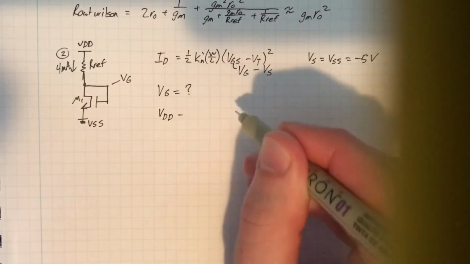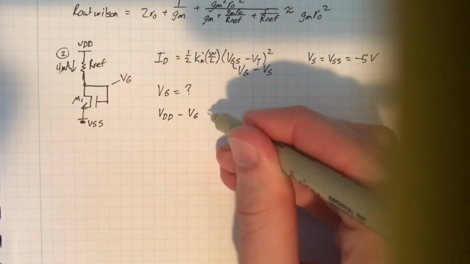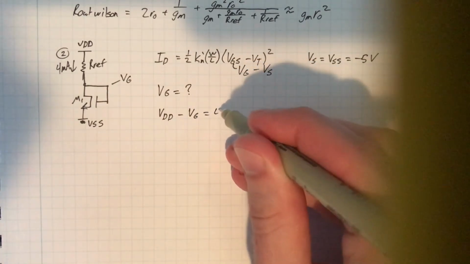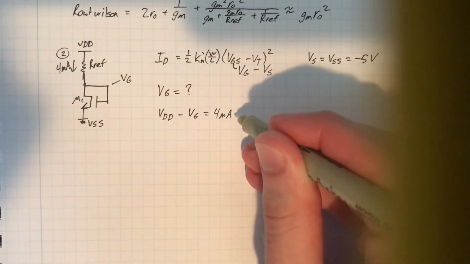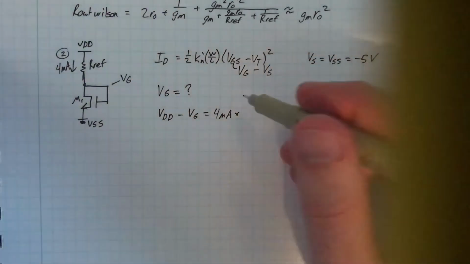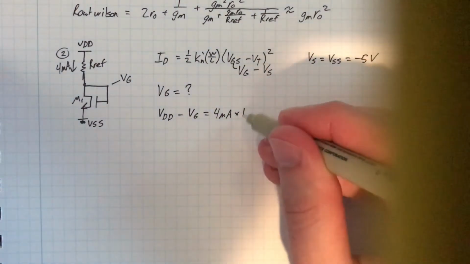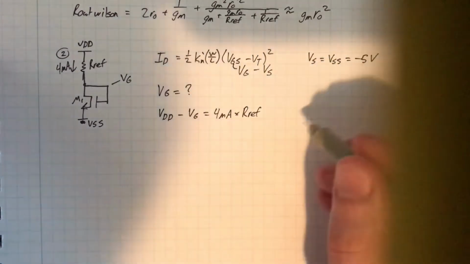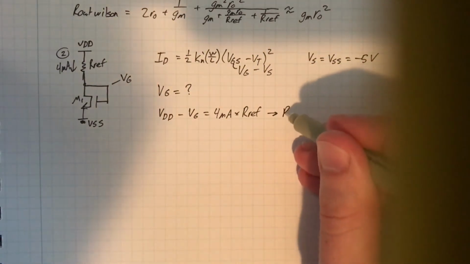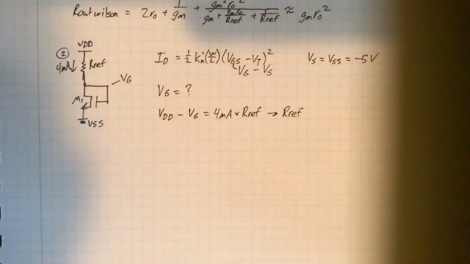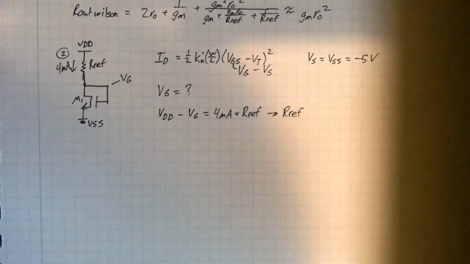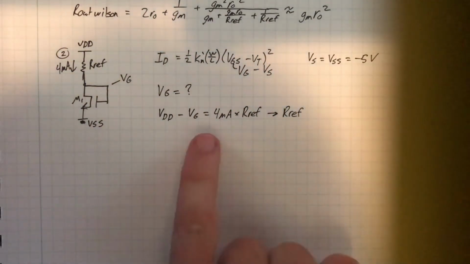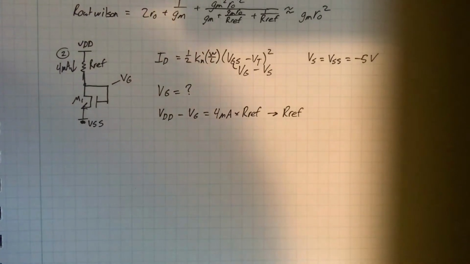VDD minus VG equal to 4 milliamps times RF. And you can solve that for RF, because you'll know the gate voltage, VDD is +5 volts, and the 4 milliamp current.